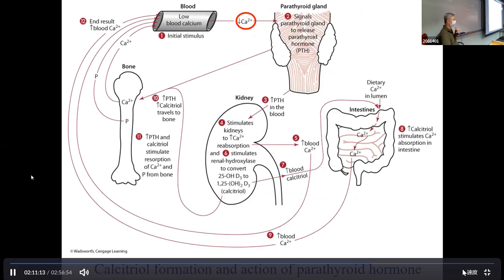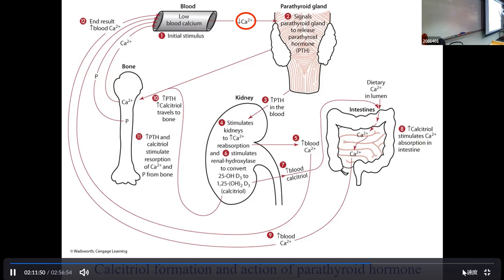This is the diagram that I want you to remember if you haven't learned this in your previous nutrition course. We have the parathyroid gland. Make sure you don't mix it up with the thyroid gland. The thyroid gland is different from the parathyroid gland. The thyroid gland makes thyroid hormone, and the parathyroid gland makes parathyroid hormone. Two different tissues, two different hormones.